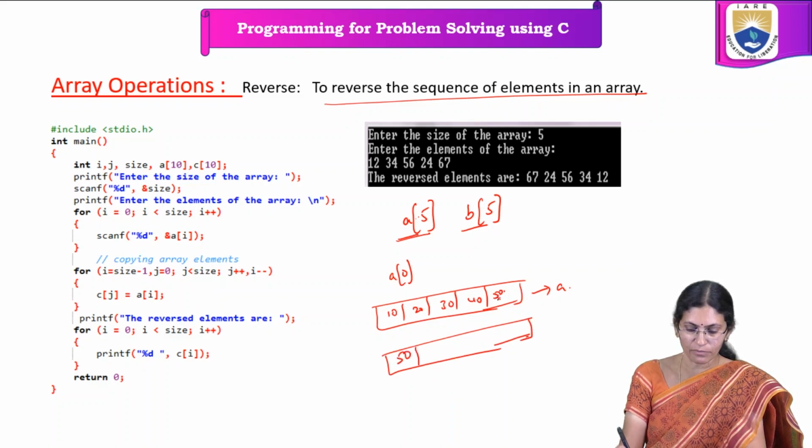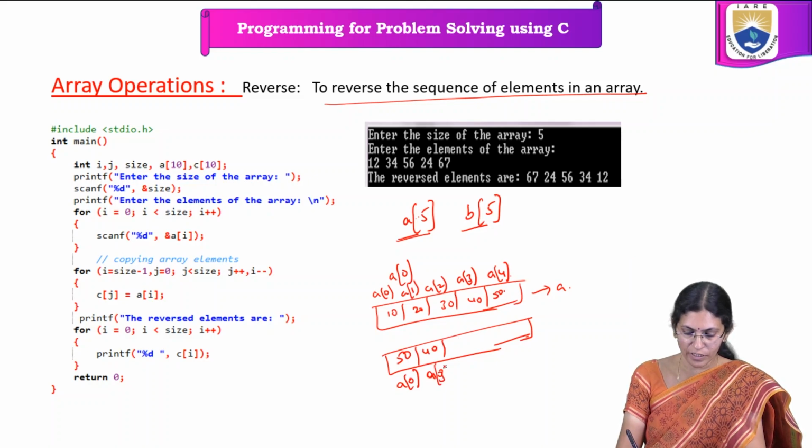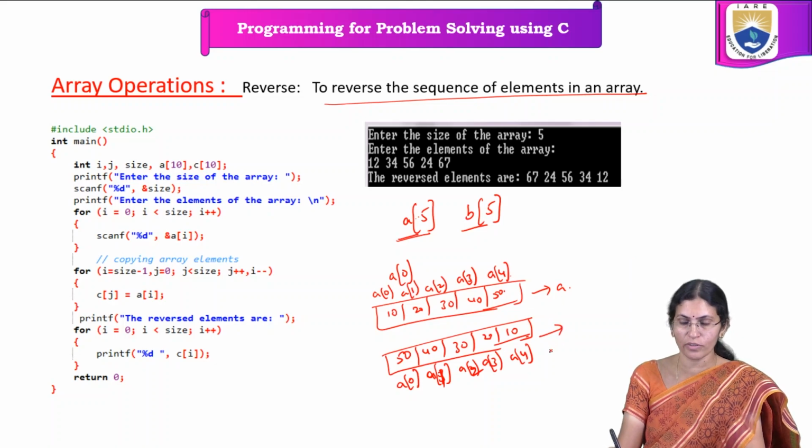That means 50 will become the first element. This is A of 0, A of 1, A of 2, A of 3 and then A of 4. Now A of 4 will be the first element, A of 0. And this will be the second element, 40, which is A of 3, and then 30, 20 and 10, with indices 0, 1, 2, 3 and 4. So this is the reverse operation we need to carry out.